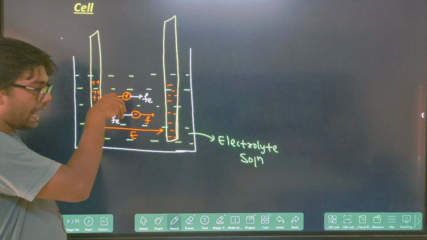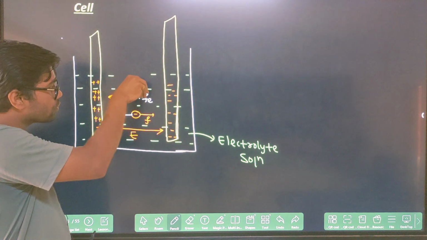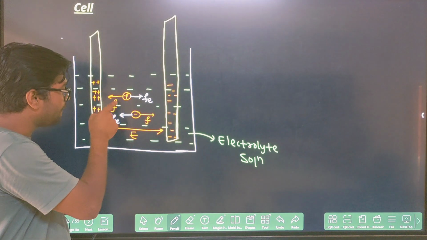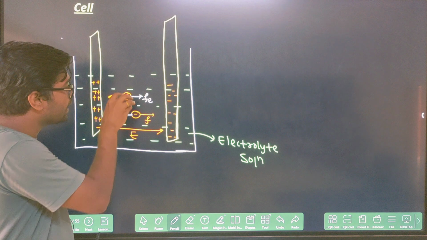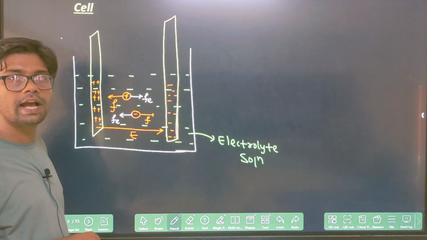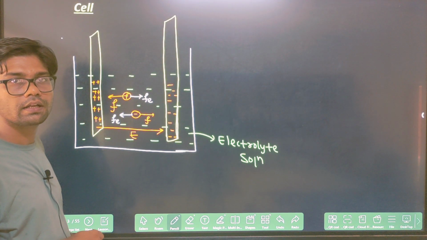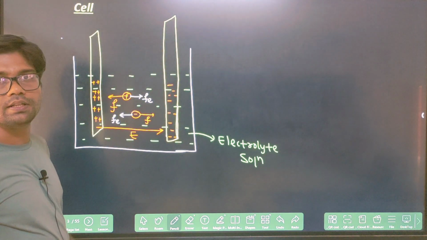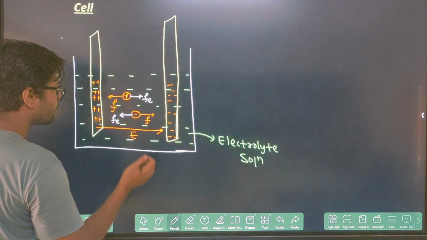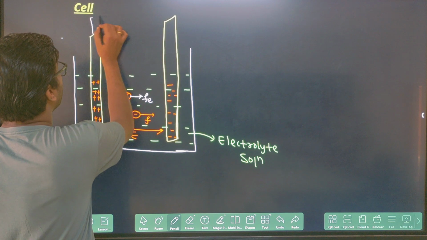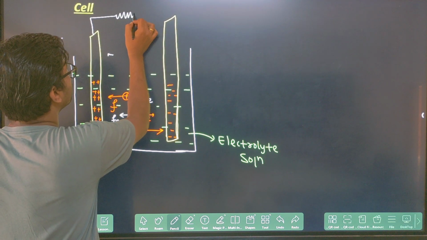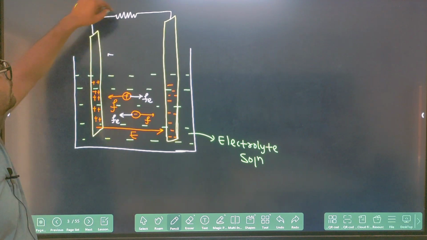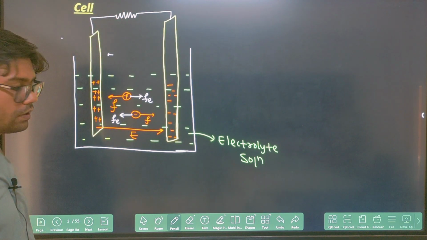So the time will come when the force due to this electric field on these ions will be the same as this unknown force, and then there will be no motion of these ions, right? This side will be positively charged and this side will be negatively charged now. Now what I do, I take a conducting wire and connect these two metallic plates.